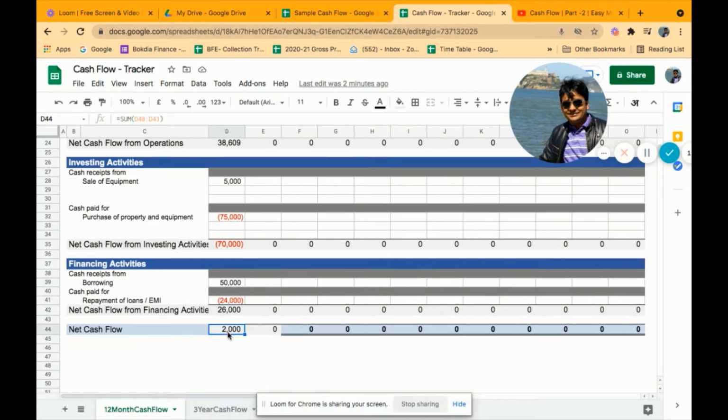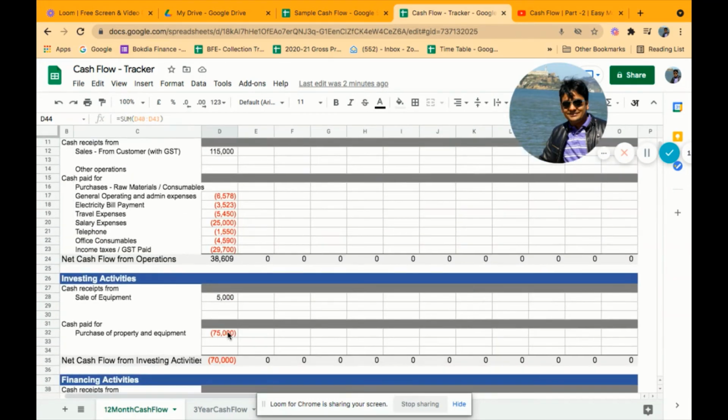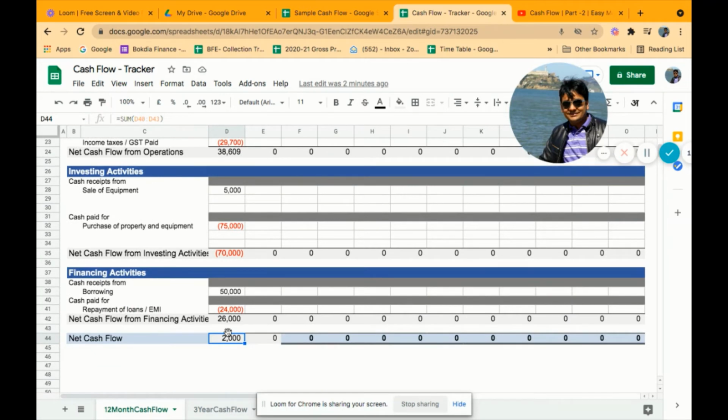and the overall cash flow with the operations, investing, and financing is 2,000. So which is a net good. The business is doing a good job. That's all for now, and you can see how simple it is to make a tracking sheet. So now we have seen how simple it is to make the tracking sheet and follow it.